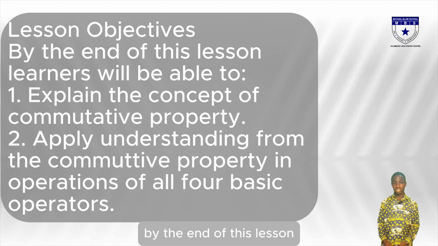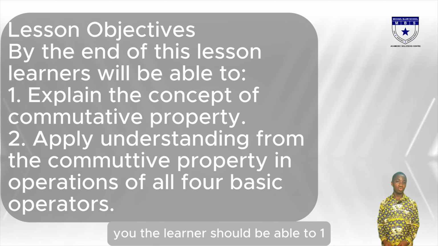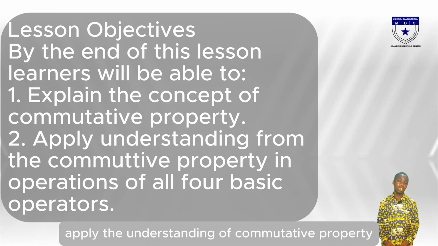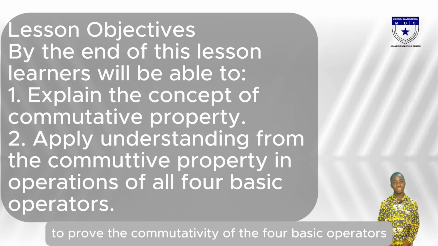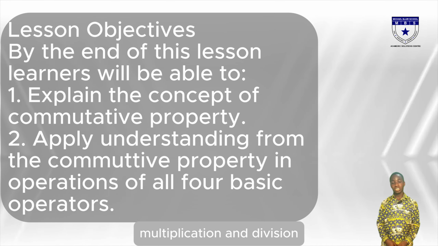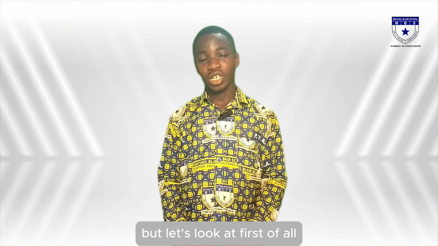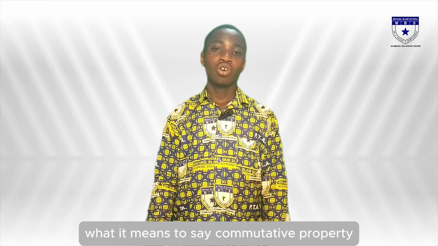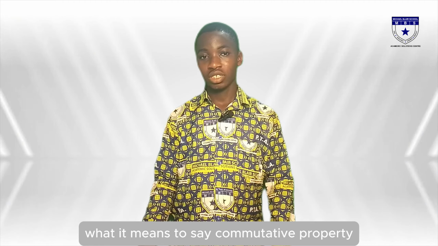By the end of this lesson, you, the learner, should be able to: 1. Explain the concept of commutative property. 2. Apply the understanding of commutative property to prove the commutativity of the 4 basic operators, which are addition, subtraction, multiplication, and division. But let's look at, first of all, what it means to say commutative property.